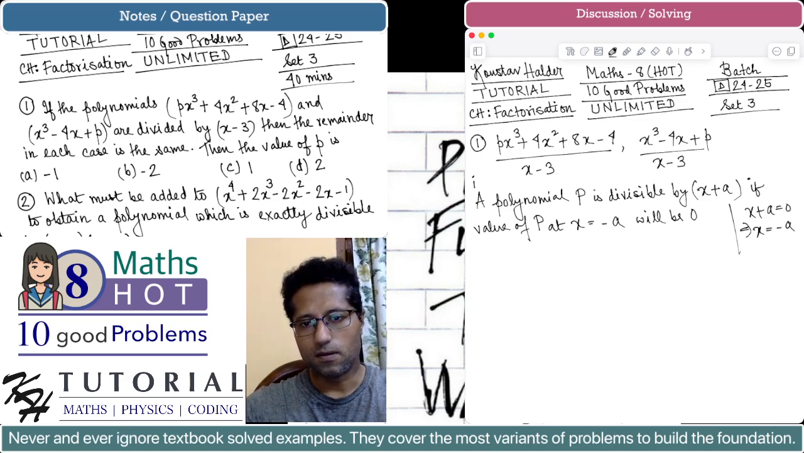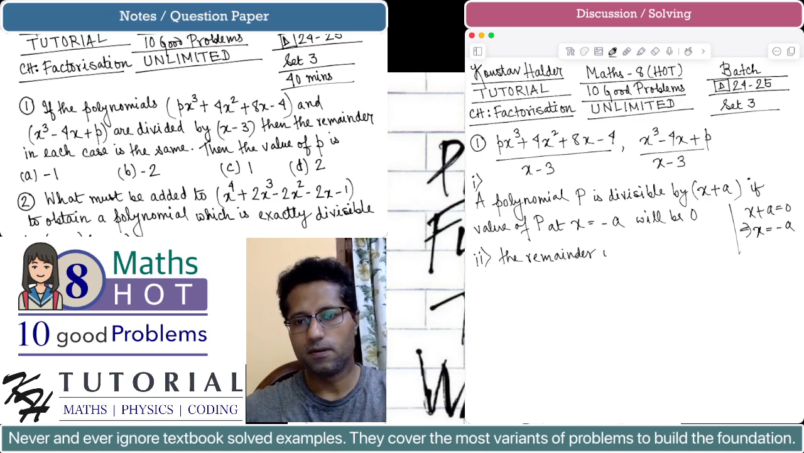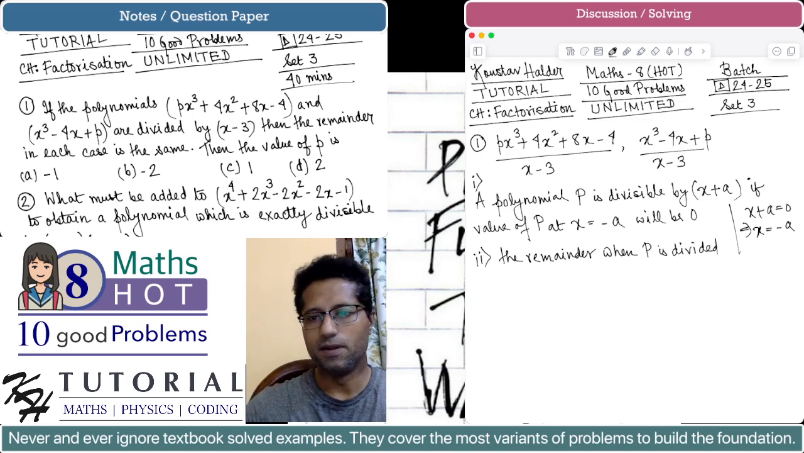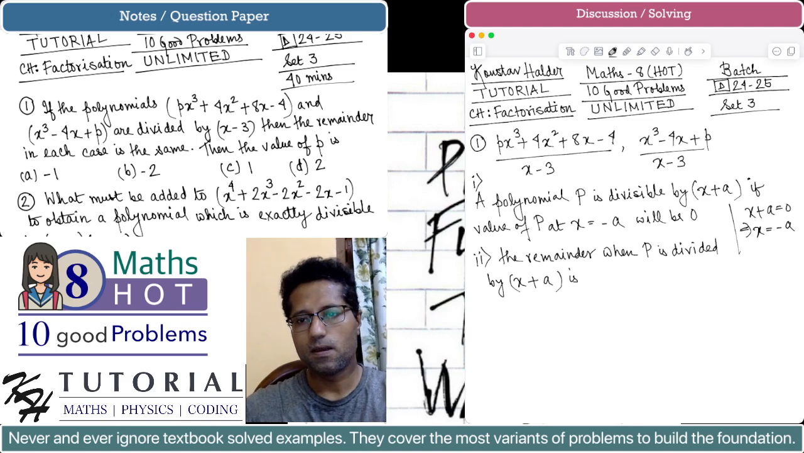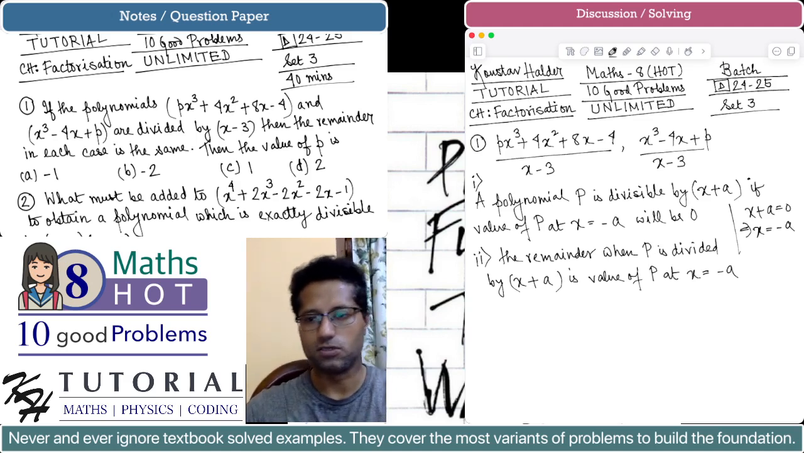Also, another concept is that the remainder when p, the polynomial, is divided by x plus a, where a is a constant, is the value of p at x equals minus a. If it was x minus a, then it would have been x equals a.